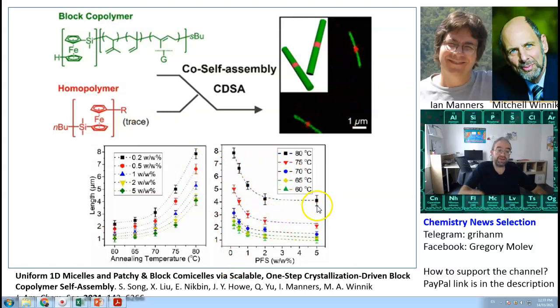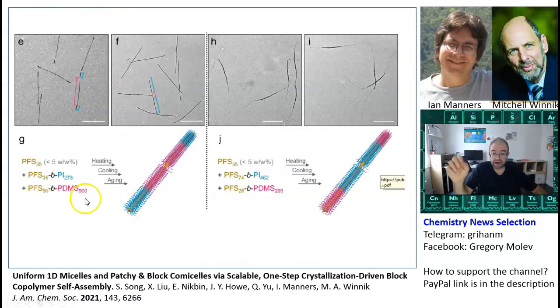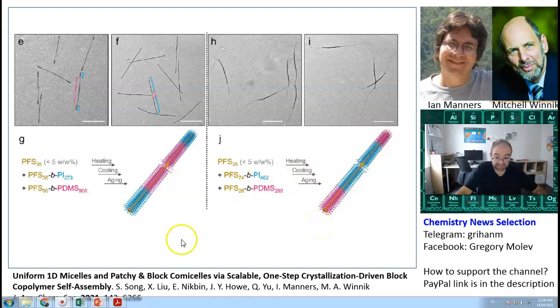And not only that, using the same idea, they were able to make block co-micelles. I'll show you what I mean. So here we want to make either a block co-micelle in which in the middle we have PDMS and the PI on the ends of the micelle, or we want to make exactly the opposite. So in the middle we have PFS-PI, it's here blue, and on the ends we have PFS-PDMS. Can we do it in a single step? The answer is yes, we can.